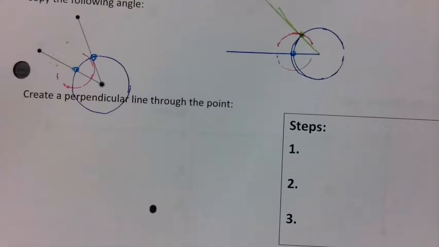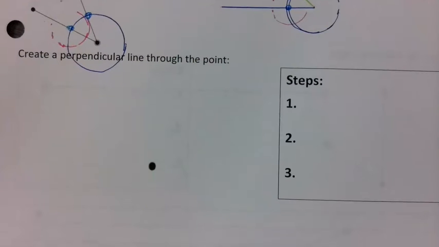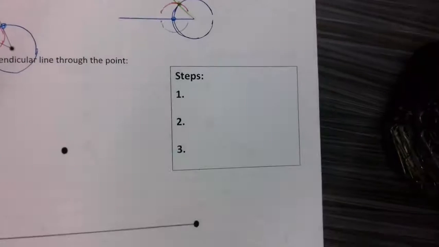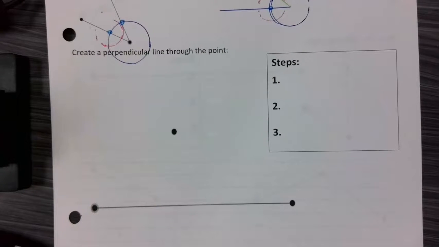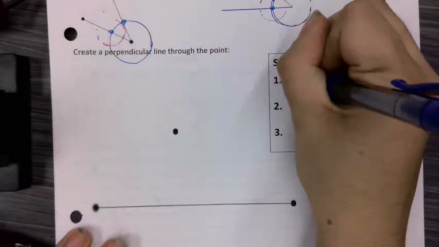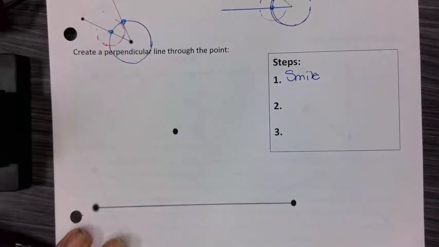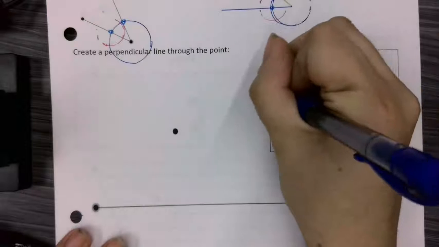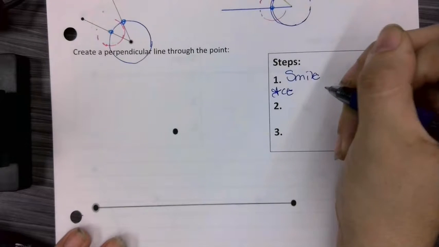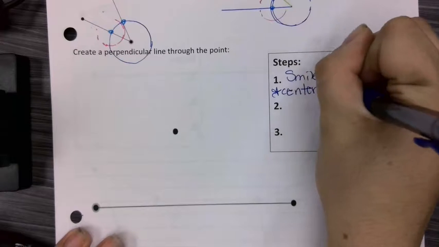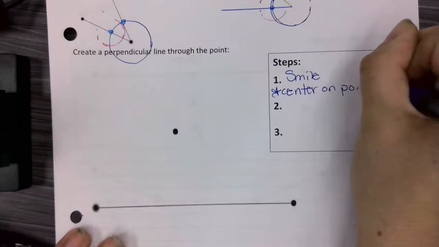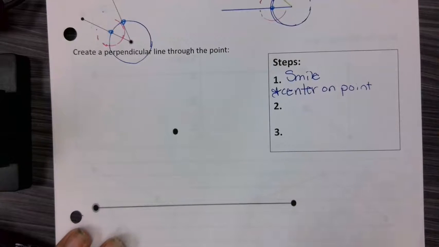Okay? So if I want to create a perpendicular line through a point, I need to do that some more. Get it all on the paper. Okay? My first step is going to be smile. So what this means is I'm going to have a center point, and the point, center on the point, and then it's going to touch the line twice.